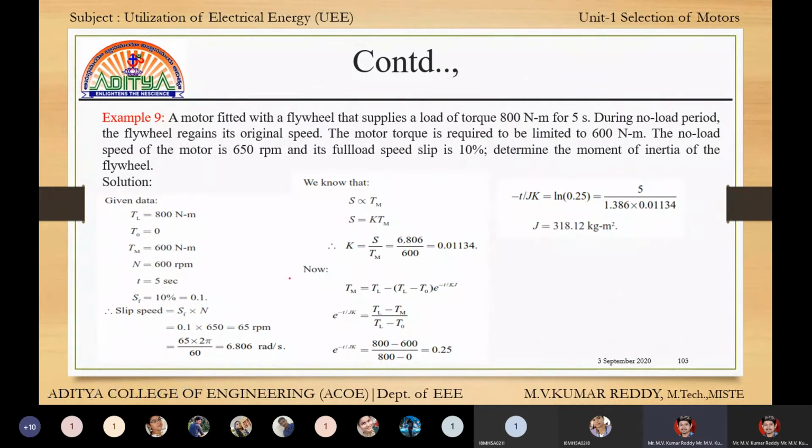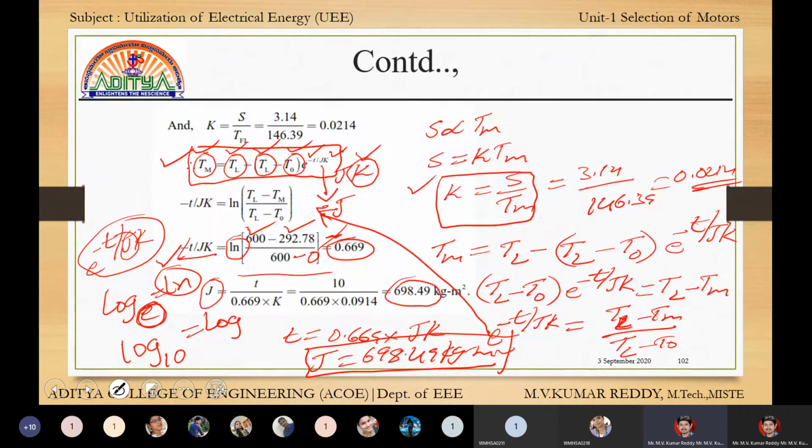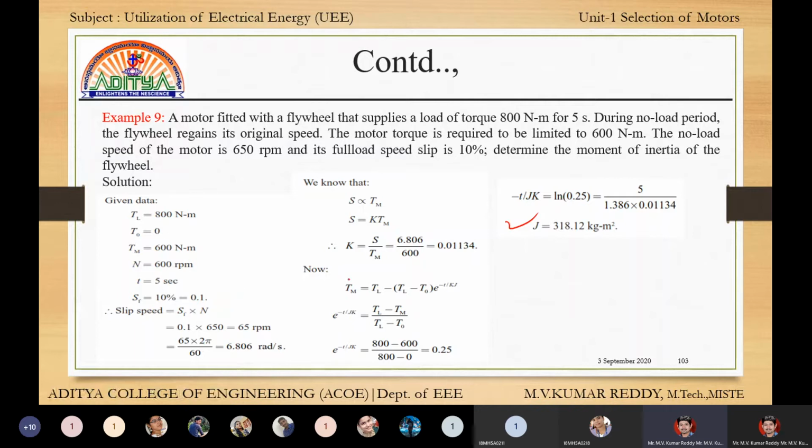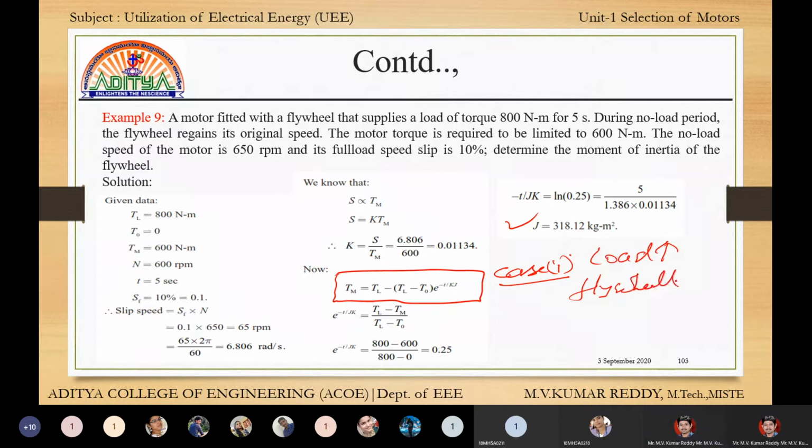Next problem is almost the same problem. Here also we are finding a J value, for the same formula, that is condition 1. What is the first condition? Load is increased, flywheel decelerates and gives stored kinetic energy. This is the first condition.